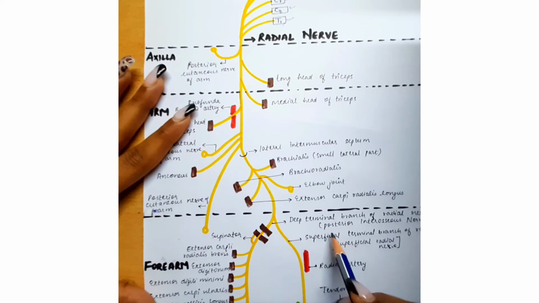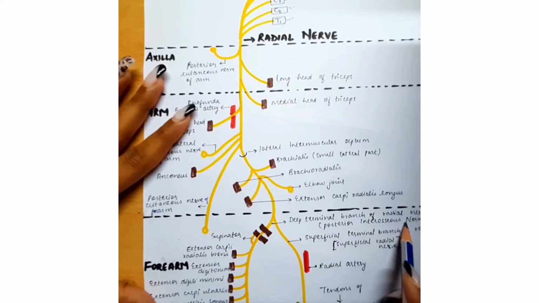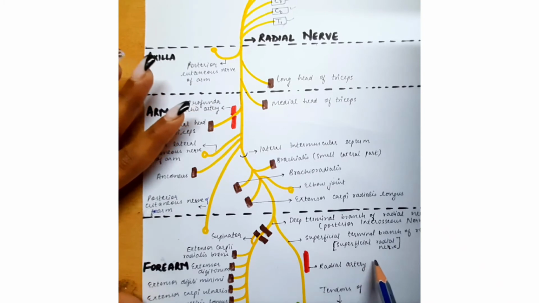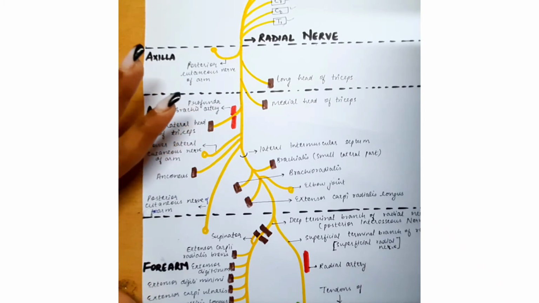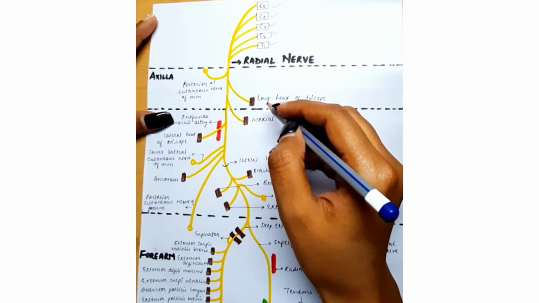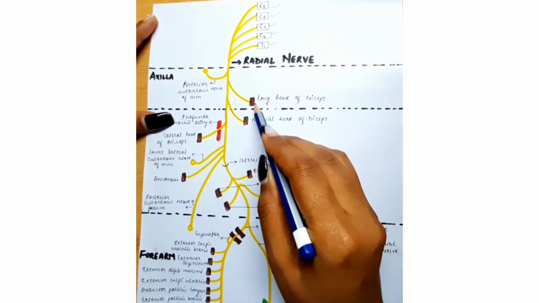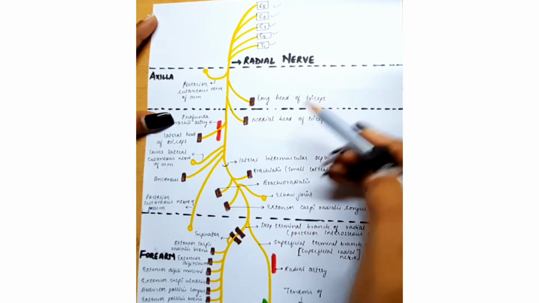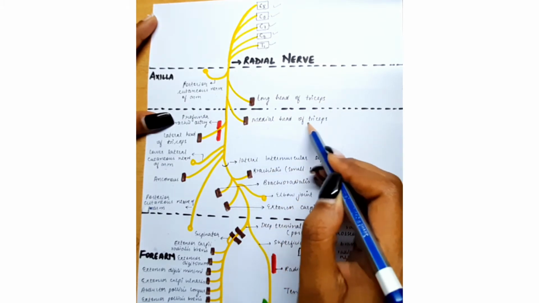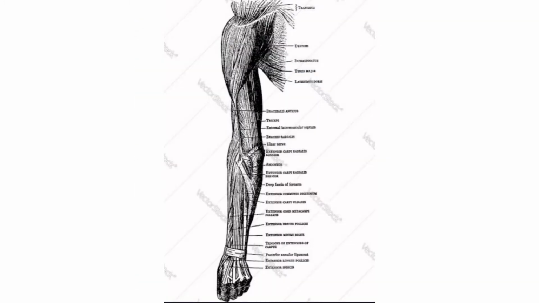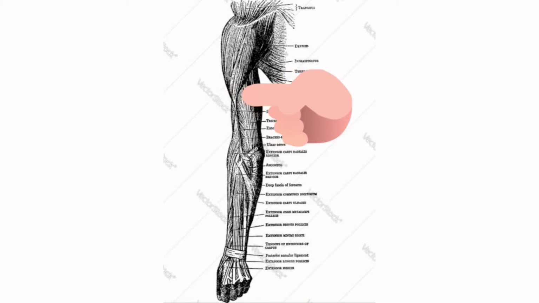Deep terminal branch को हम posterior interosseous nerve भी कहते हैं, superficial terminal branch को हम superficial radial nerve कहते हैं. अब इसकी branches, एक्जिला में ये तीन ब्रांचेस देती है. फर्स्ट, posterior cutaneous nerve of arm, second, nerve to long head of triceps, and third, nerve to medial head of triceps.